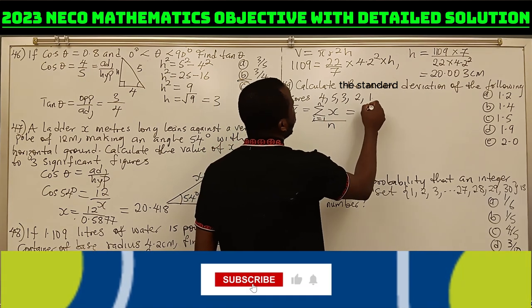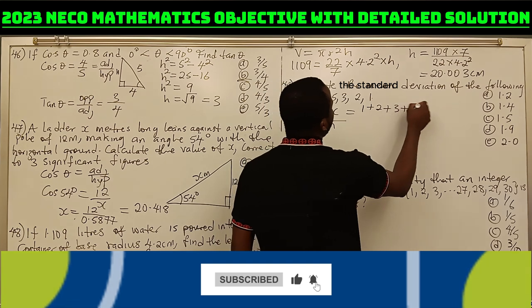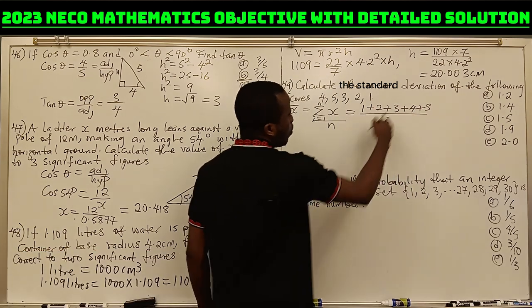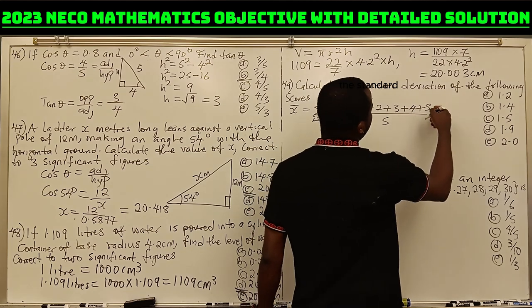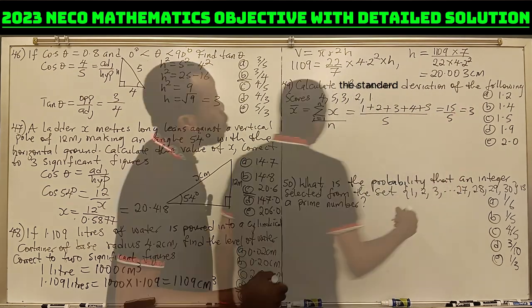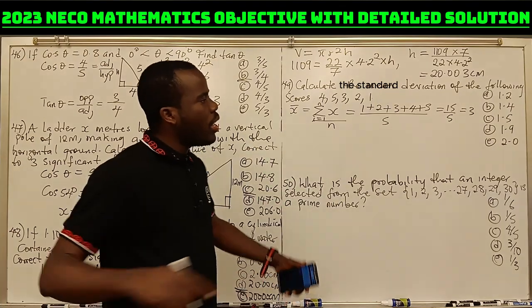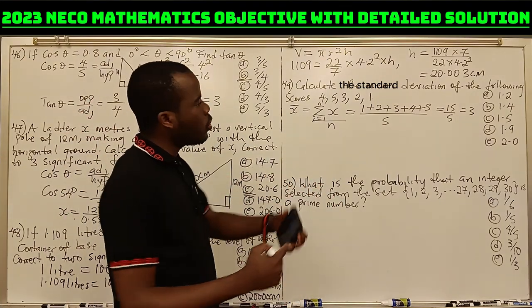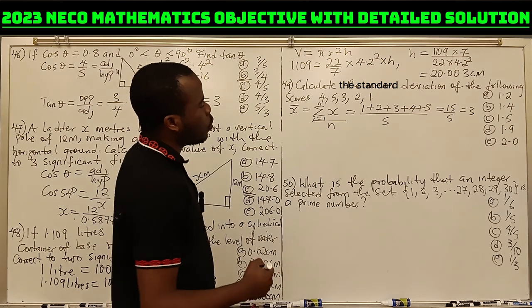So which is 1 plus 2 plus 3 plus 4 plus 5 over 5. 1 plus 2 is 3. 3 plus 3 is 6, 10, 15. 15 over 5, which is 3. We have to first of all find the deviation, square it, sum all the square deviation and divide it by the number of terms, which is 5.